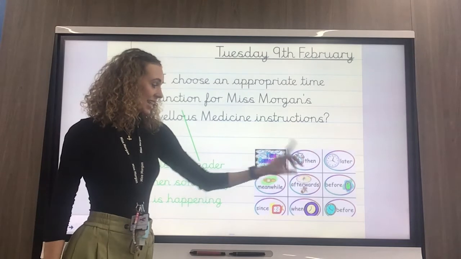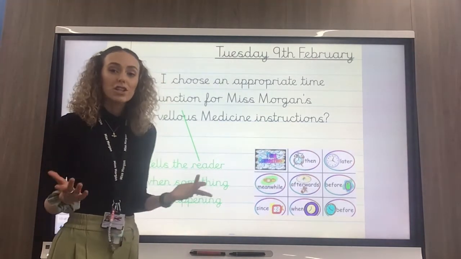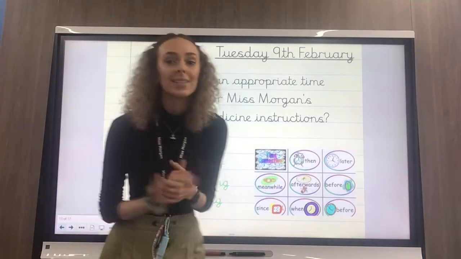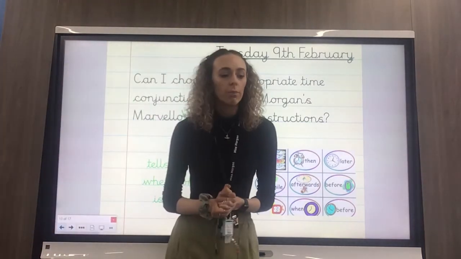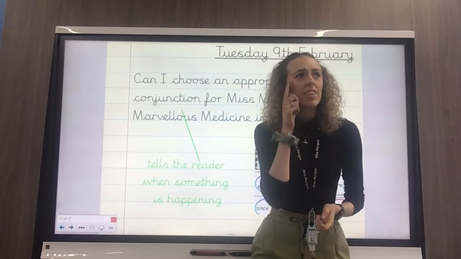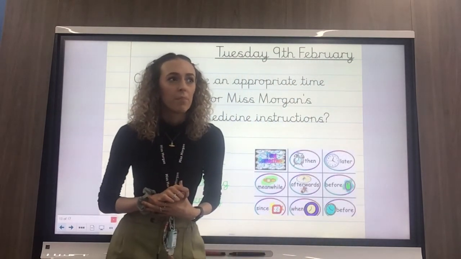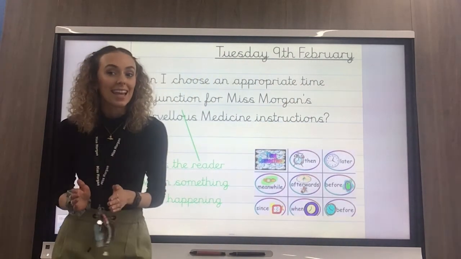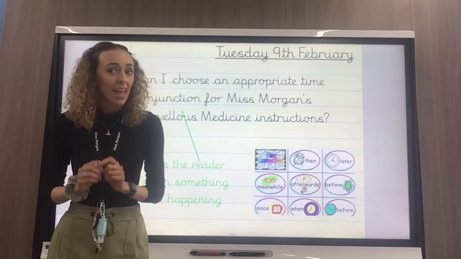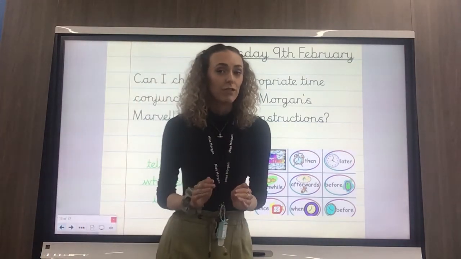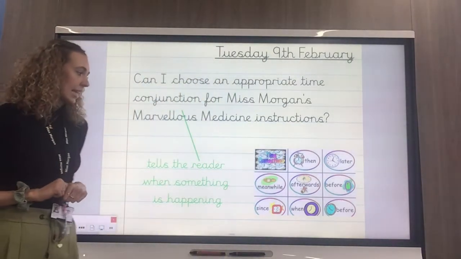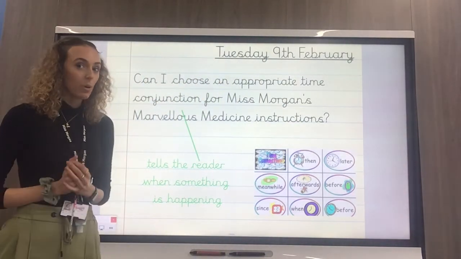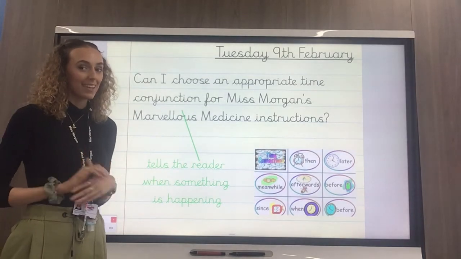Then, later, meanwhile. Where do some of our time conjunctions go in our sentence as well, Year 3? Do they go at the beginning? Do they go in the middle? Or do they go at the end? Have a think back to our literacy lessons. If you said they go at the beginning, you are right. However, they can go in the middle of a sentence as well, but we will be using them at the beginning. I hope you're ready because you have a purple book task coming up next.